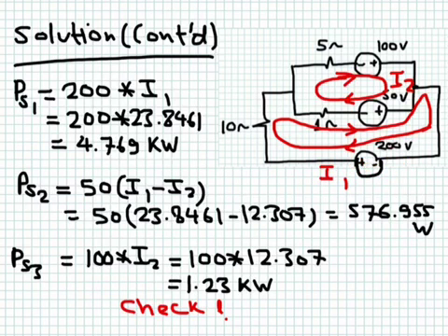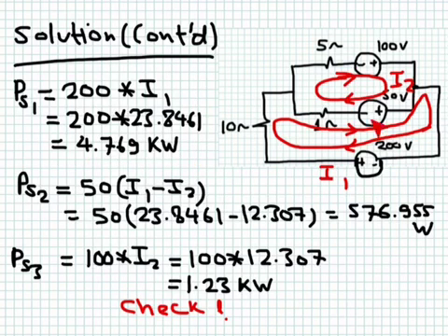So 200 times the I1 we calculated gives 4.769 kilowatts. And of course, this is power supplied. I am not including the sign here. If I were doing conservation of power, I would have to include this one with a negative sign, but I'm not doing that. I know that this is power supplied.